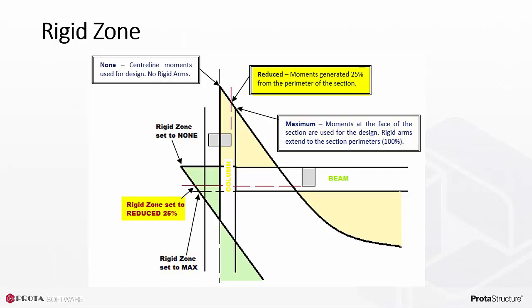Rigid zone equals reduced by 25%. This is equivalent to 75% rigid zone. The analysis still calculates the results at nodes of member ends, but returned forces or moments are those transformed to the 75% rigid zone ends, which is equivalent to 25% from the member perimeter section. We highly recommend you use rigid zone equals none as the first choice. Consider the other options if more economy is preferable later.